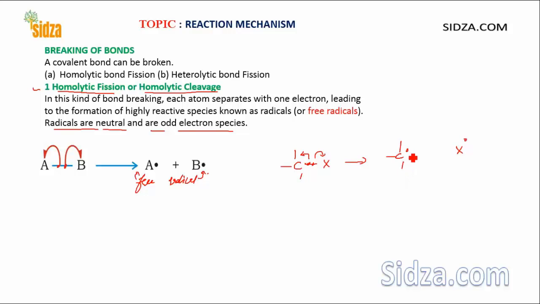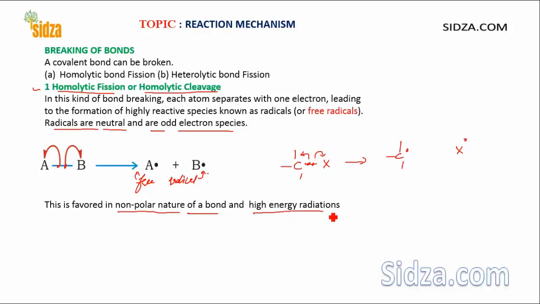So suppose carbon with one electron here, the total number of electrons in the carbon will now be 7. So it's also electron deficient. So free radicals are also electron deficient. So when a homolytic bond fission occurs, you get free radicals. A homolytic bond fission is favored in non-polar bonds, right? And when you use high energy radiations. Homolytic bond fission can also occur when we use some peroxides, right?